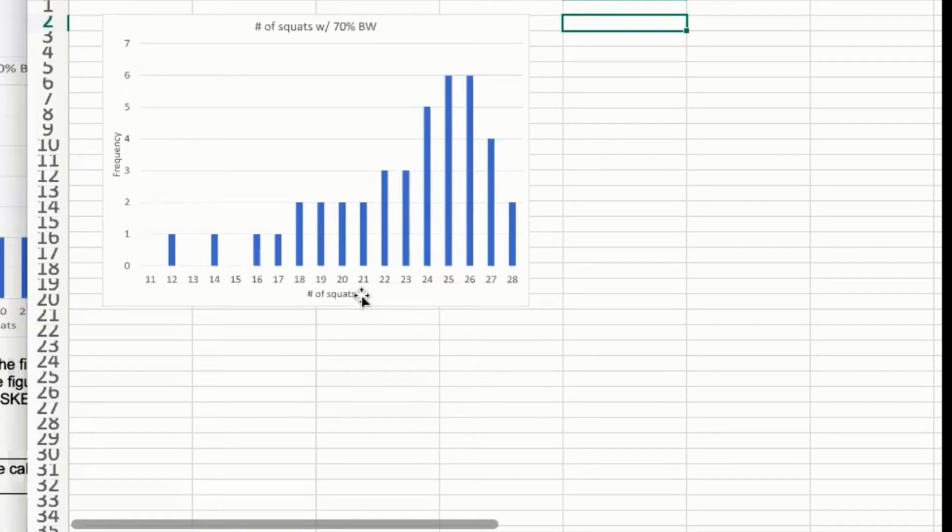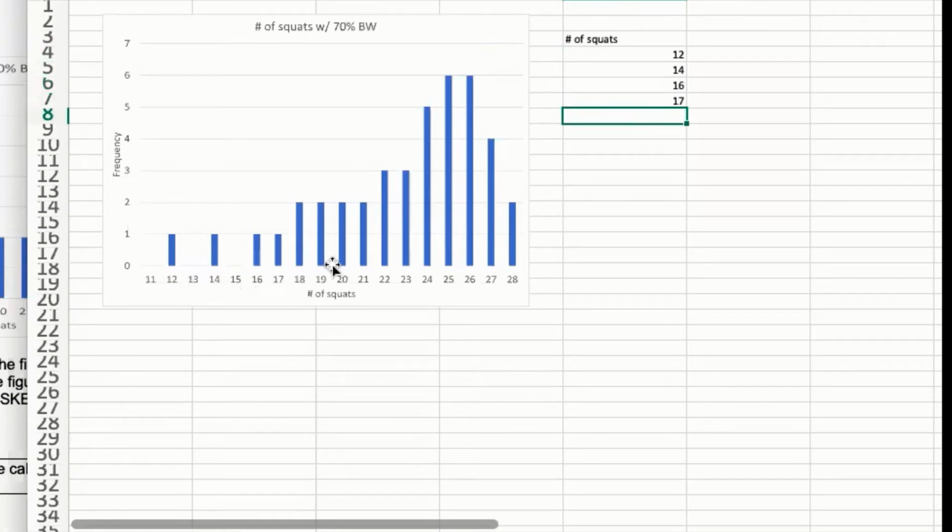Okay, so this is our frequency distribution. We have number of squats noted here, so that's the variable that we're interested in. Then we have the actual squat number that people were able to achieve on the x-axis, and the frequency of people who achieved those numbers of squats on the y-axis. So if we go through here, nobody had 11 squats, so we can skip that. One person had 12 squats, so our first value in our distribution would be 12. Nobody had 13. One person had 14. No one had 15. One person had 16 and 17.